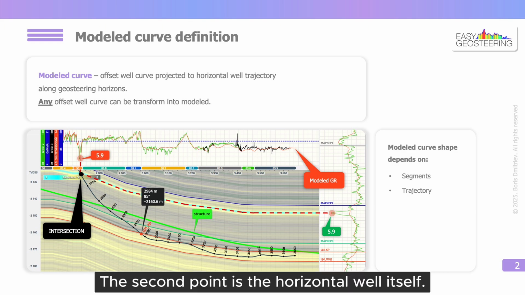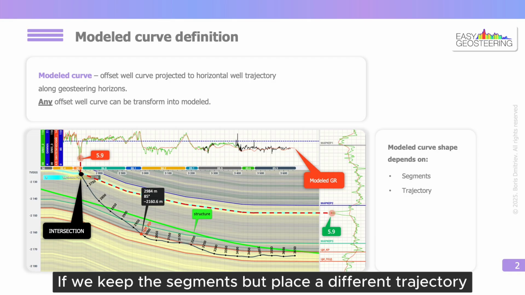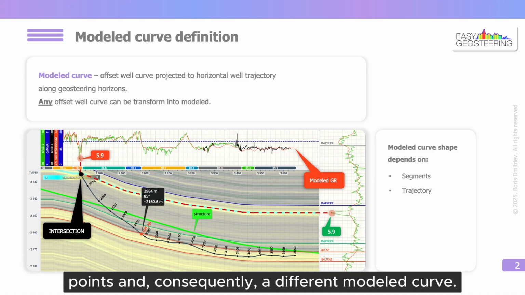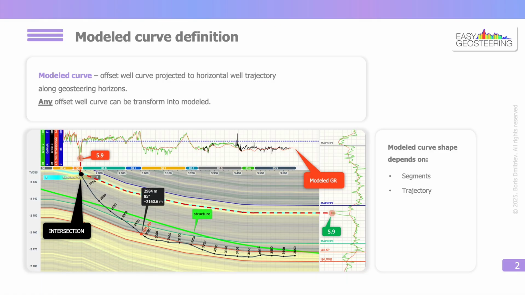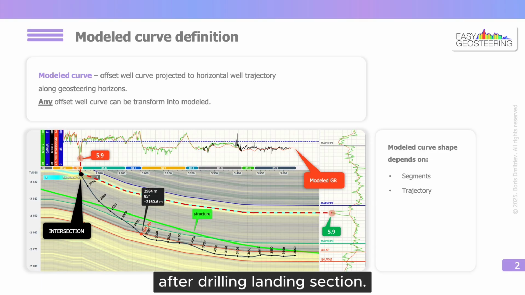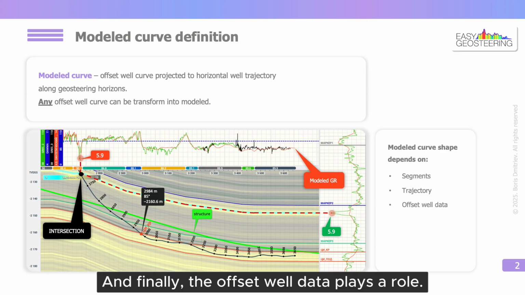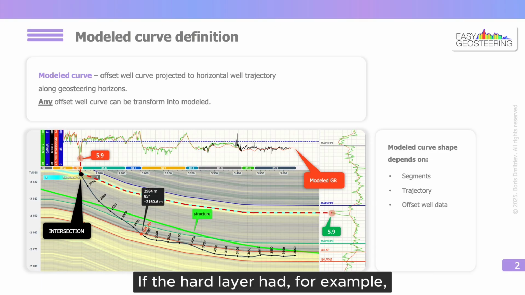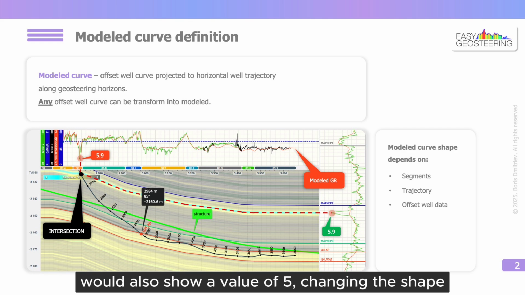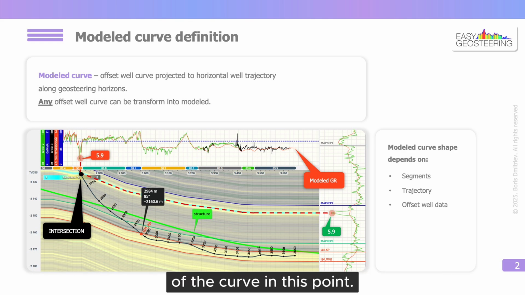The second point is the horizontal well itself. If we keep the segments but place a different trajectory on the cross-section, we will get different intersection points and consequently a different modeled curve. It might happen, for example, when we switch from MWD trajectory to the geophysical one after drilling landing section. And finally, the offset well data plays a role. If the hard layer had, for example, a gamma ray of 5 microroentgens, the model point would also show a value of 5, changing the shape of the curve in this point.